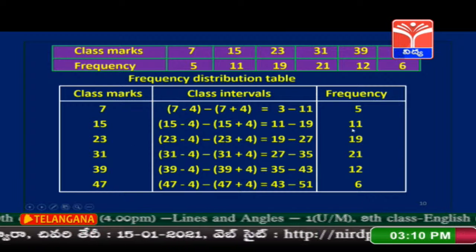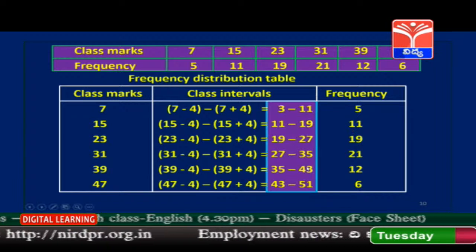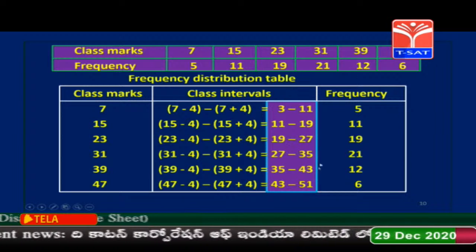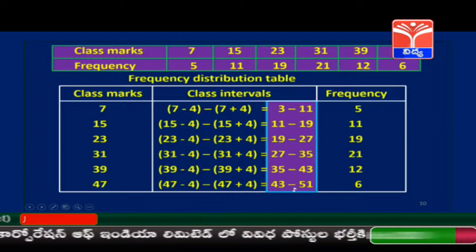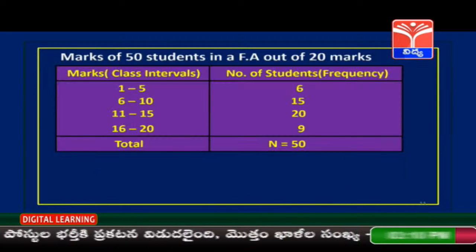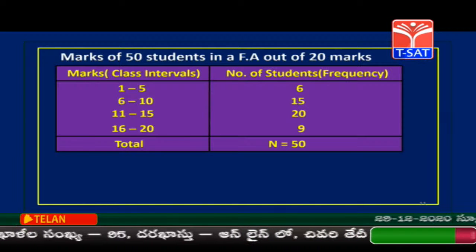So children, what are you getting here? Yes, we are getting class intervals. In this question, class marks are given. We are finding class intervals. How to find the class intervals? Understood children? Yes. Now here marks of 50 students in a FA out of 20 marks are given.